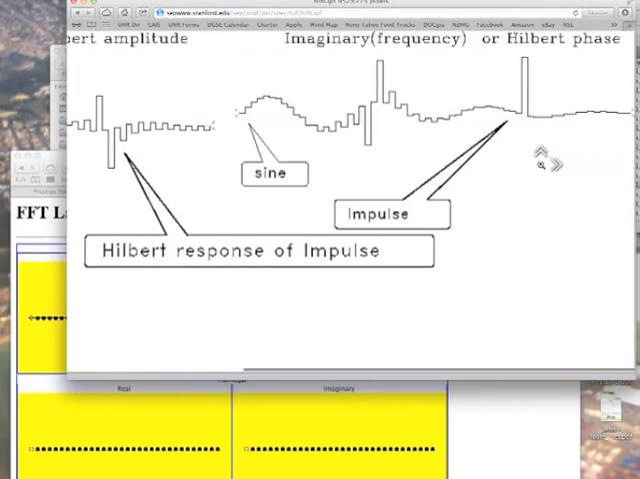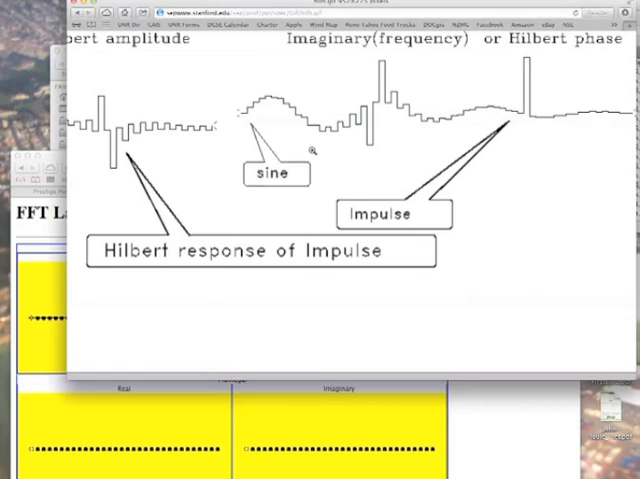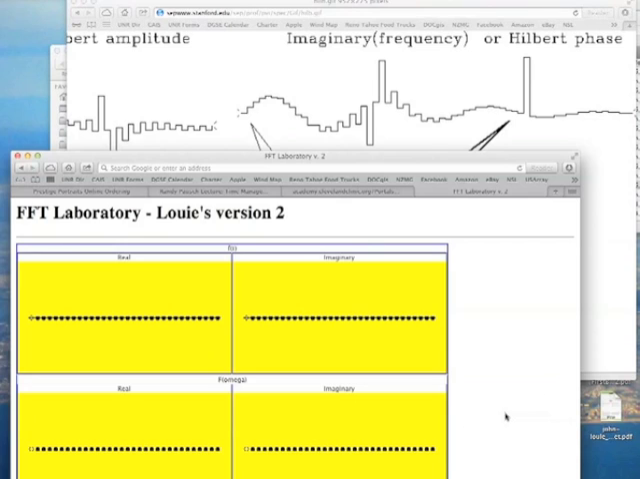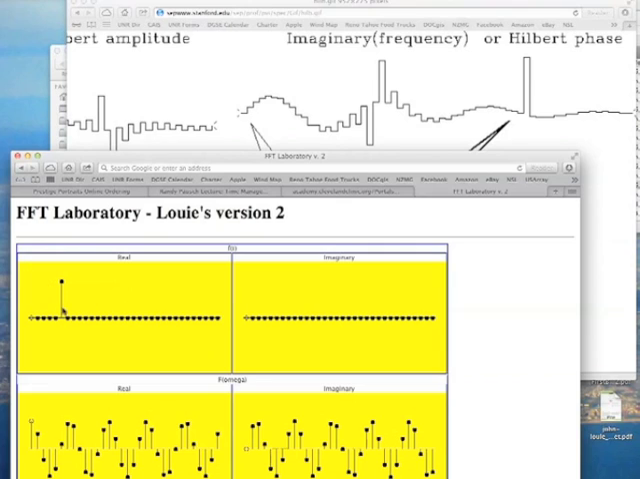There's impulses and there's Hilbert transforms of impulses. Okay. Now in the frequency domain, and in the time domain, the real is essentially the Hilbert transform of the imaginary, and vice versa. That kind of makes sense. Now let's see, if we want a slow sine and cosine in omega, in frequency, then we should put something on the real. Maybe at lower frequency.